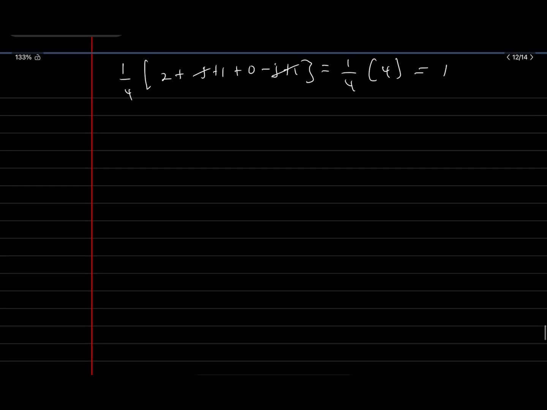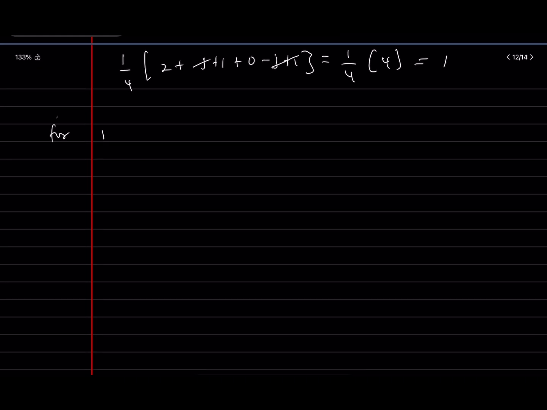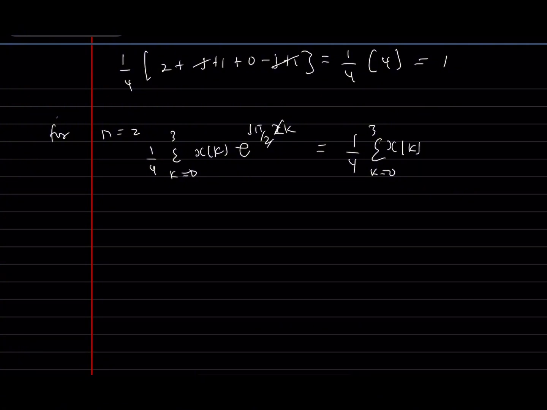But let's look at the other side as well. For n equal to 2, we are also going to get 1 over 4 summation of k equal to 0 to 3 of X of k, and then exponent j pi over 2, and let's say it's 2k, and then the 2 will cancel this one. So now we are going to get 1 over 4 summation of k equal to 0 to 3 of X of k, and then exponent j pi k.